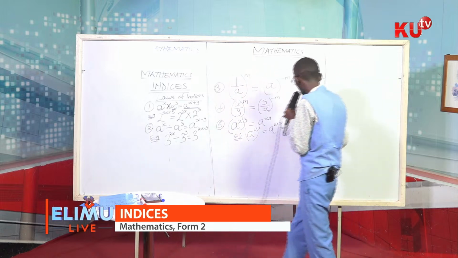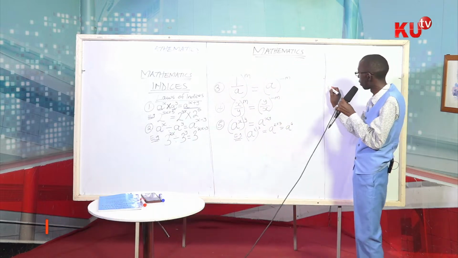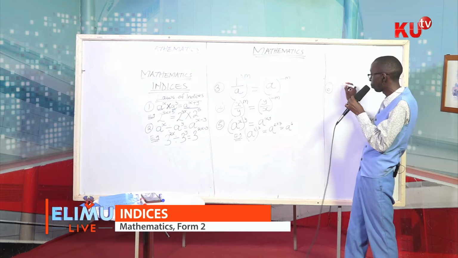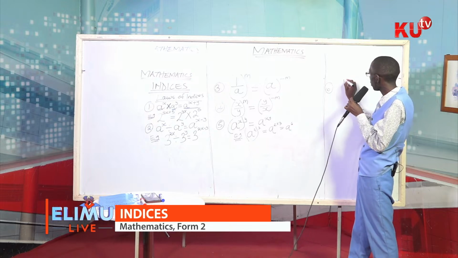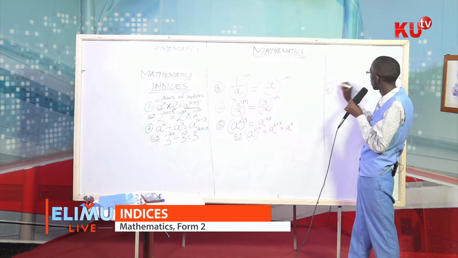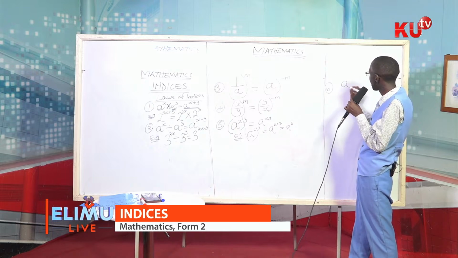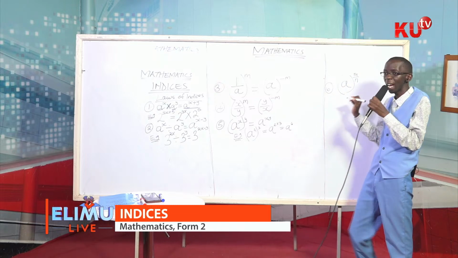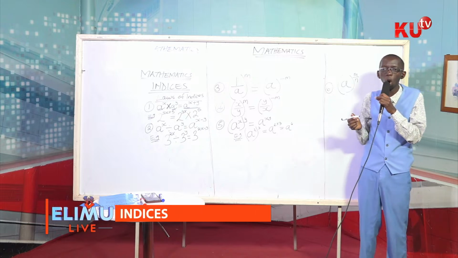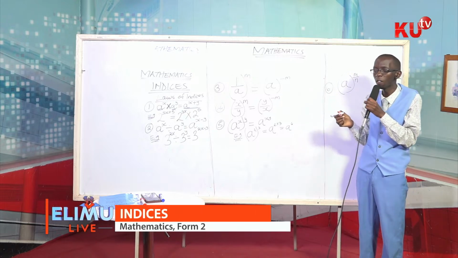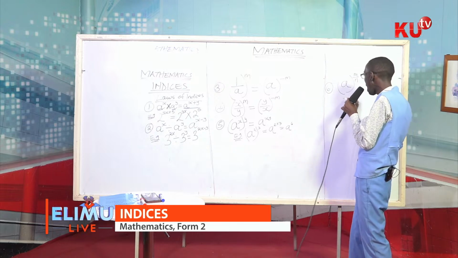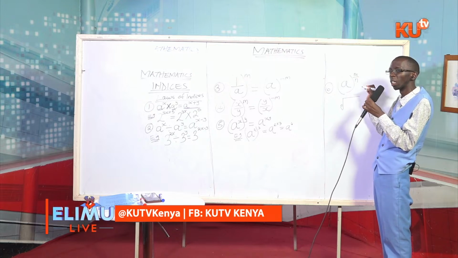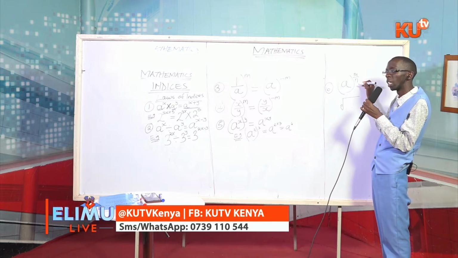Law number 6 of indices. We'll have this law where you are given a to power m over n. A to power m over n will be the nth root, the denominator's root.